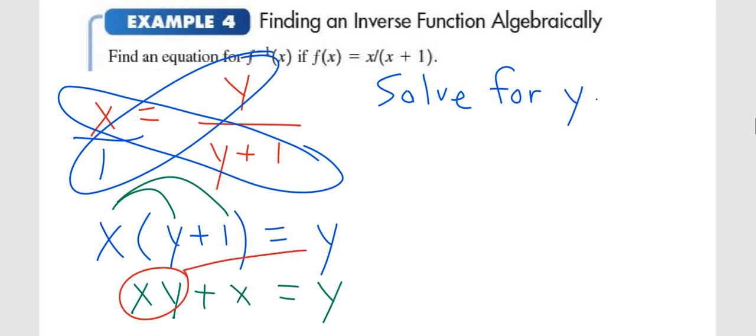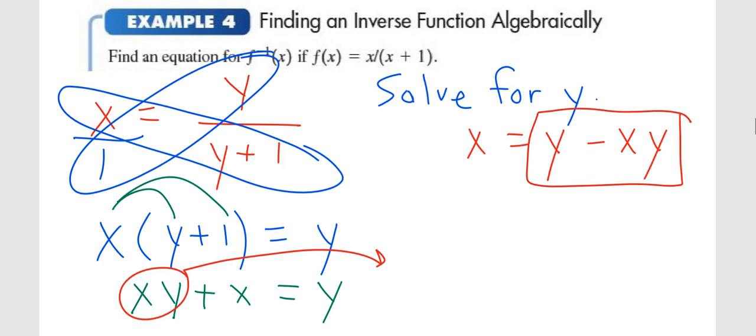So, what do you do to get all the y terms to the same side? Not yet. I don't think that's advisable yet, because you want y to be by itself. We want to subtract that term to the other side, right? So now we have x equals y minus xy. Now we have all the y terms on the same side. What are you going to do with those?